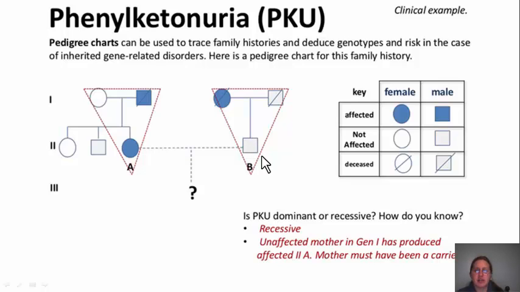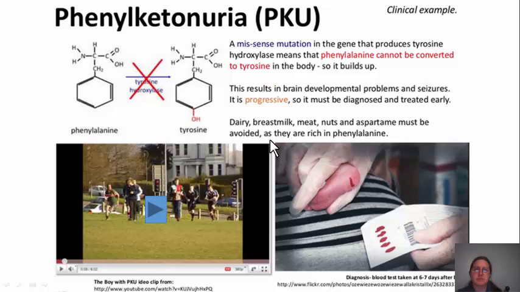The unaffected mothers in generation 1 had an affected child here, so the mother here must have been a carrier. All right, so what is phenylketonuria or PKU? This is a missense mutation in the gene that produces tyrosine hydroxylase, and this enzyme converts phenylalanine to tyrosine. So the phenylalanine builds up in the body. The problem with the phenylalanine buildup in the body is that it results in developmental problems and seizures.